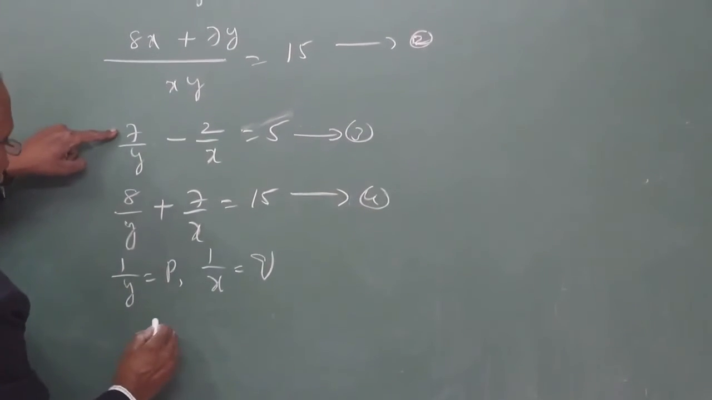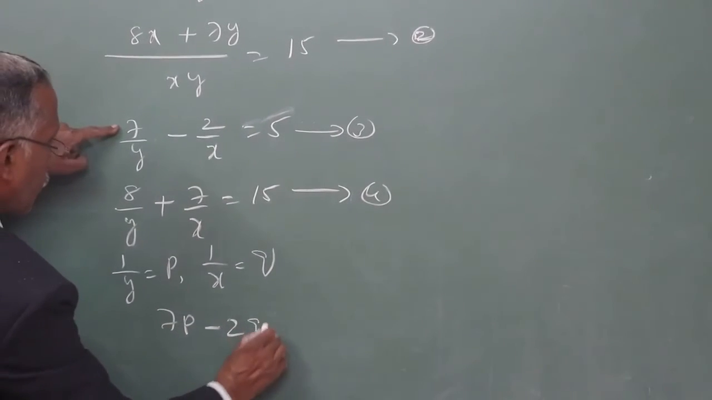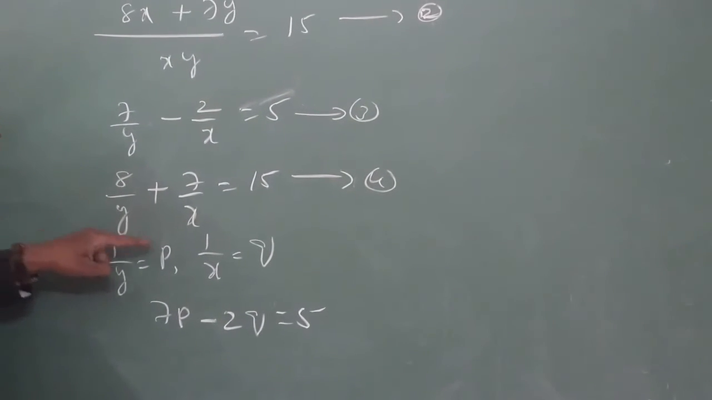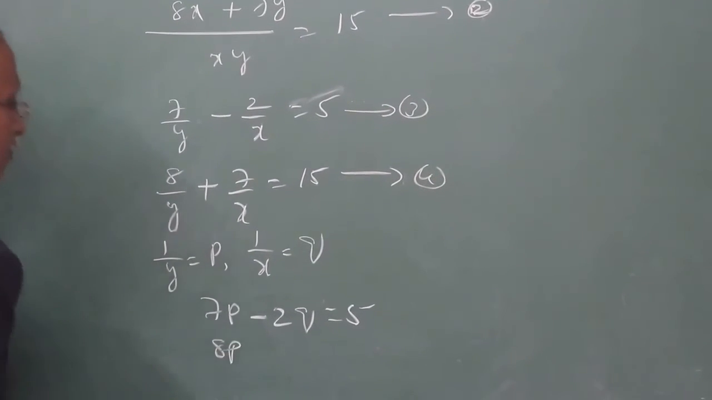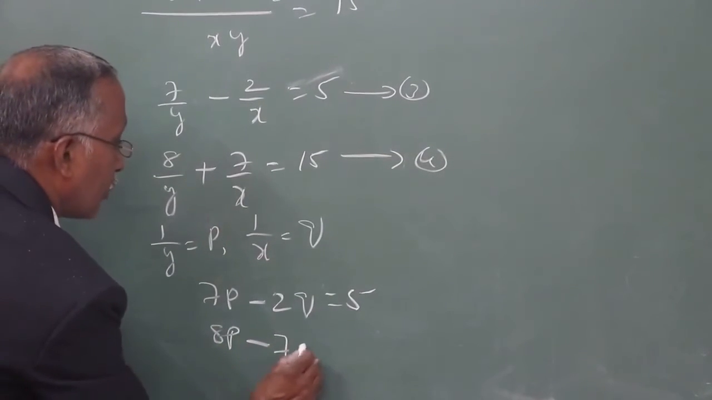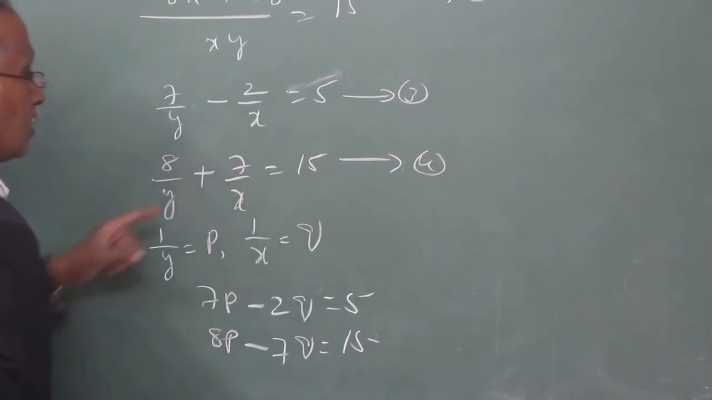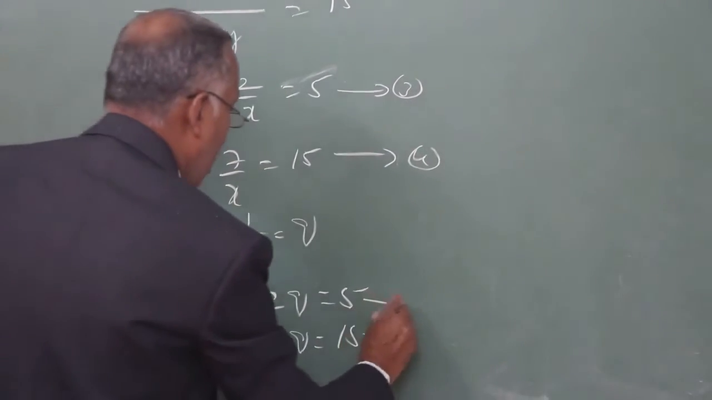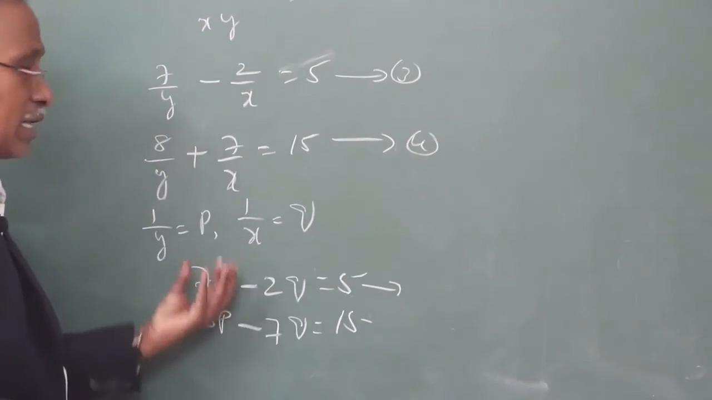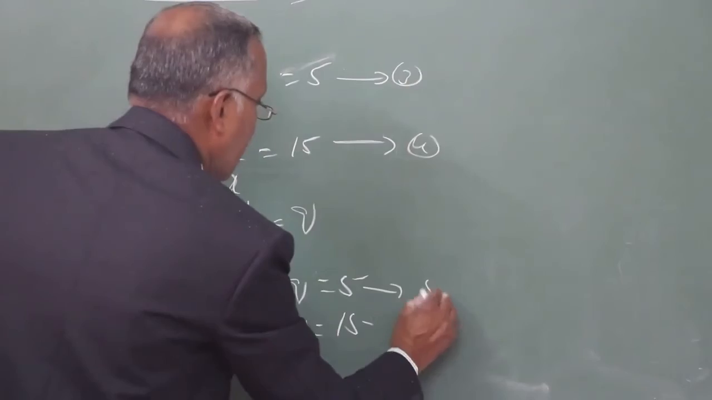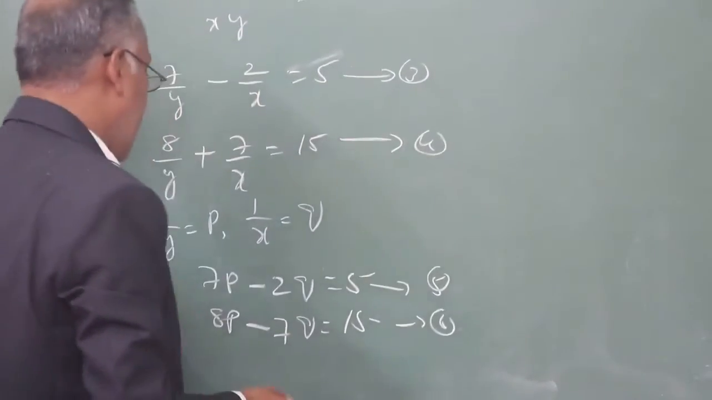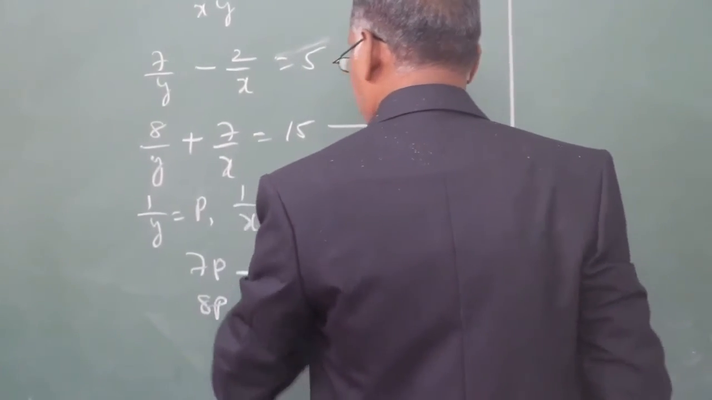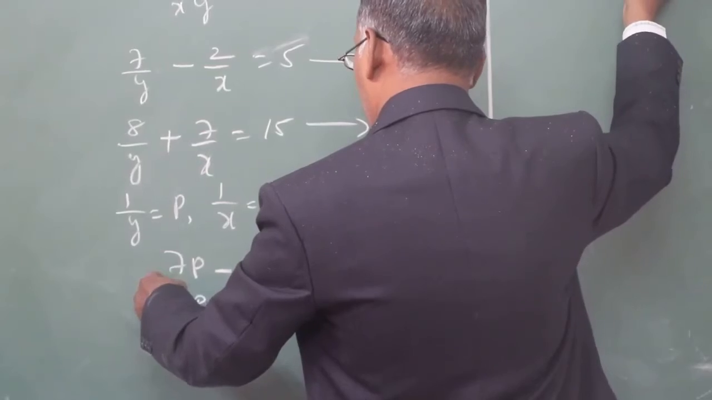Then what happens to this? Can you tell me? 7p minus 2q is equal to 5. In the same way, 8 by y, since 1 by y is equal to p, this becomes 8p minus 7q is equal to 15, because 7 by x, 7 into 1 by x is nothing but q, 7q is equal to 15. Now we have got two simultaneous linear equations, we have to solve them. Equation 5 and equation 6. Any one of the methods you can follow, no problem. What to do? Multiply. Yes, any one of the methods you can follow and do it now.